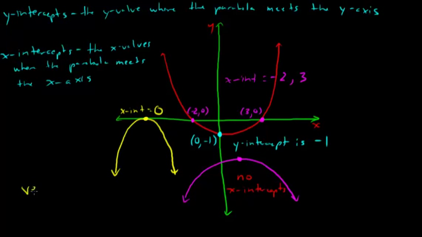So that's it. You've got vertex, maximums, minimums, x-intercepts, and y-intercepts. Those are the main parts of a parabola.